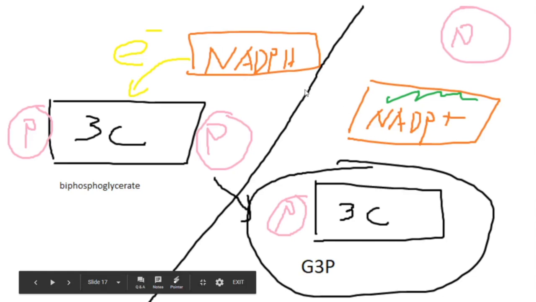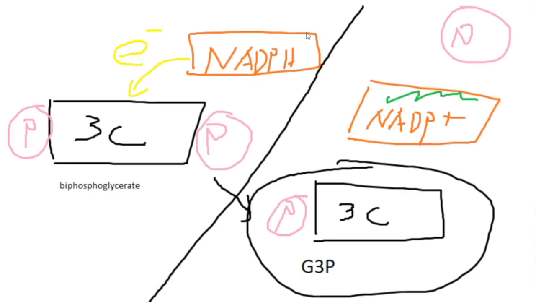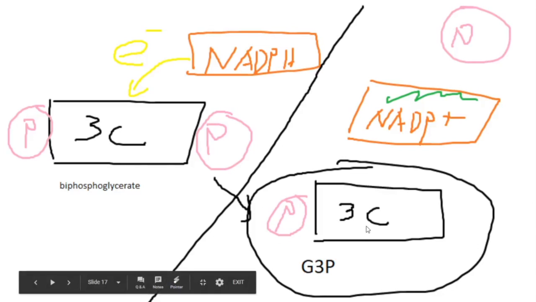And then NADPH, which again was the reducing power produced by the light reaction, gives up an electron to the biphosphoglycerate. Now this biphosphoglycerate loses the phosphate group. And also NADPH is turned into NADP+, which is produced by the Calvin cycle, to become G3P. This is important, you'll see.